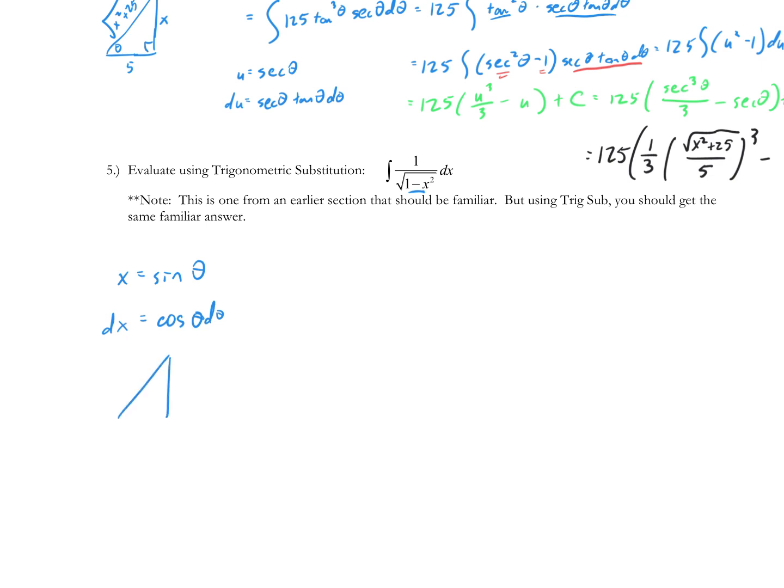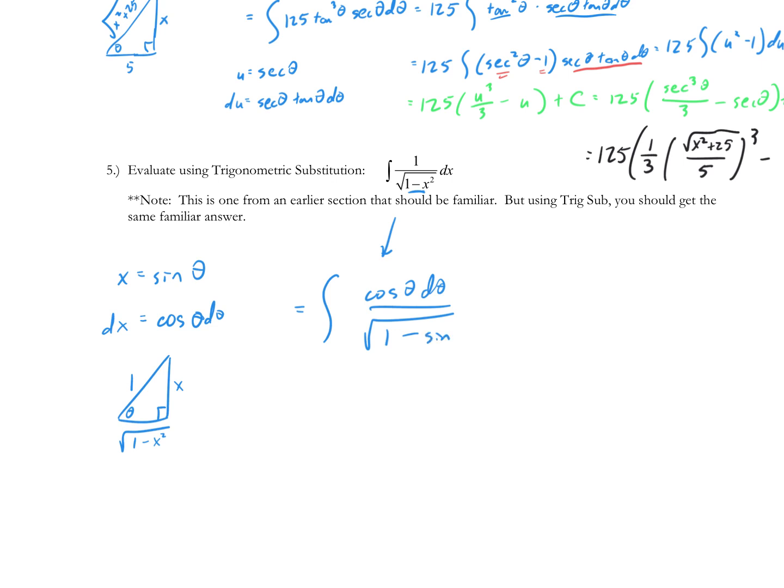And again, I will add in my little right triangle. Theta is here. Sine is opposite over hypotenuse, x over 1. And then this leg is the square root of 1 minus x squared. So then we apply the trig substitution. The 1 dx up top is cos theta d theta. And in the denominator, we have the square root of 1 minus x squared.